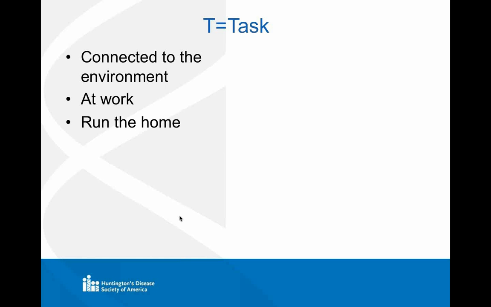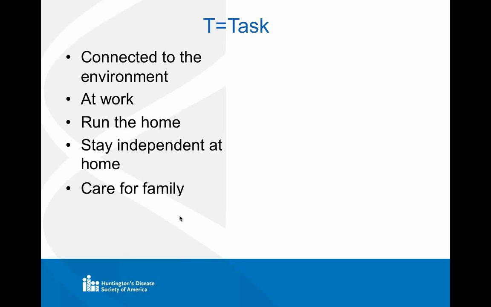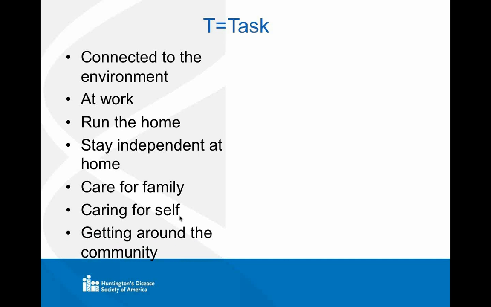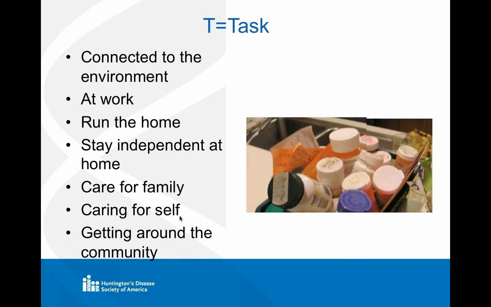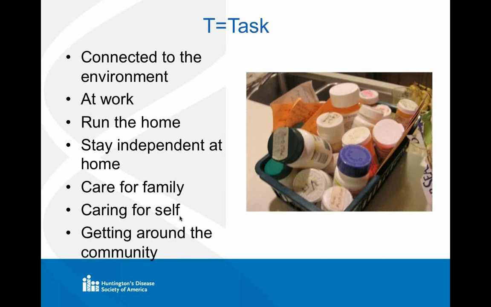So these tasks can be work tasks, running the home, staying independent at home, or caring for your family, caring for yourself. Tasks mean self-care, chores around the house. This could be laundry, unloading the dishwasher, sweeping. It could be work activities like using a phone, a computer, keyboarding, taking medicine, picking kids up from school, yard work. All those things are tasks that we want to complete in our everyday lives, and that an individual with HD wants to be able to do as long as possible as well. So that's the task that we have for an individual with Huntington's disease.